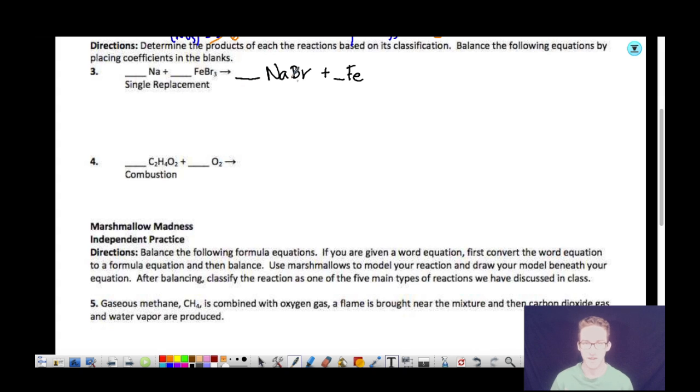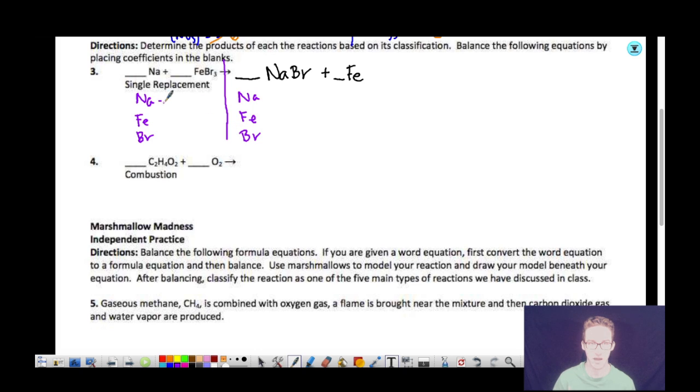Okay, so once I've figured out what my products are going to be, I just need to complete the same process that I did up above. I'm going to divide my reaction into reactants and the products. I'm going to make myself a little list. We've got sodium, we've got iron, we've got bromine. And you want to make sure that whatever list you make on the left-hand side, you make that same list in the same order on the right-hand side. It just makes it a little easier for comparison purposes.